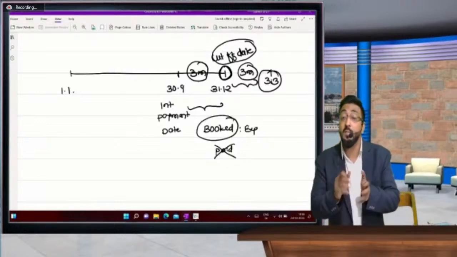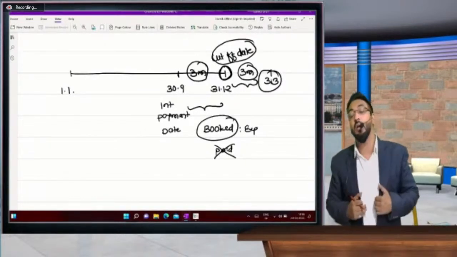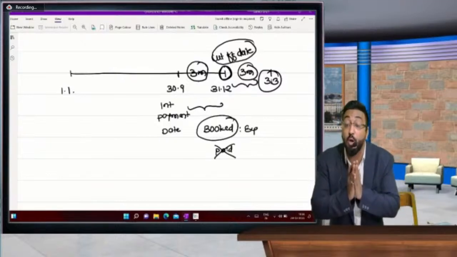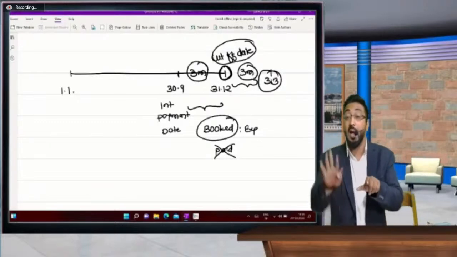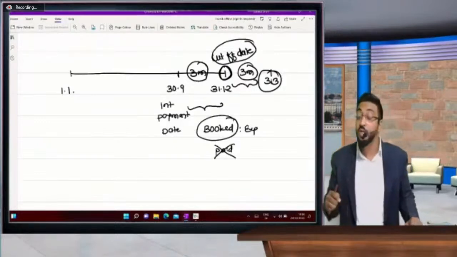सर पिछले 3 महीने का इंटरेस्ट, पर सर आपने तो बोला है 30 सितंबर और 31 मार्च को इंटरेस्ट पे करना है. अभी करूं तो क्या करूं? मुझे एक्सपेंडिचर तो बुक करना ही पड़ेगा. आई एम अ फॉलोअर ऑफ एक्रूअल कॉन्सेप्ट. एक्रूअल मतलब खर्चा हुआ तो रिकॉर्ड उसी साल में करना पड़ेगा. पेमेंट कभी भी करो, कुछ फर्क नहीं पड़ता. सो सर मुझे एक्सपेंडिचर बुक करना पड़ेगा.